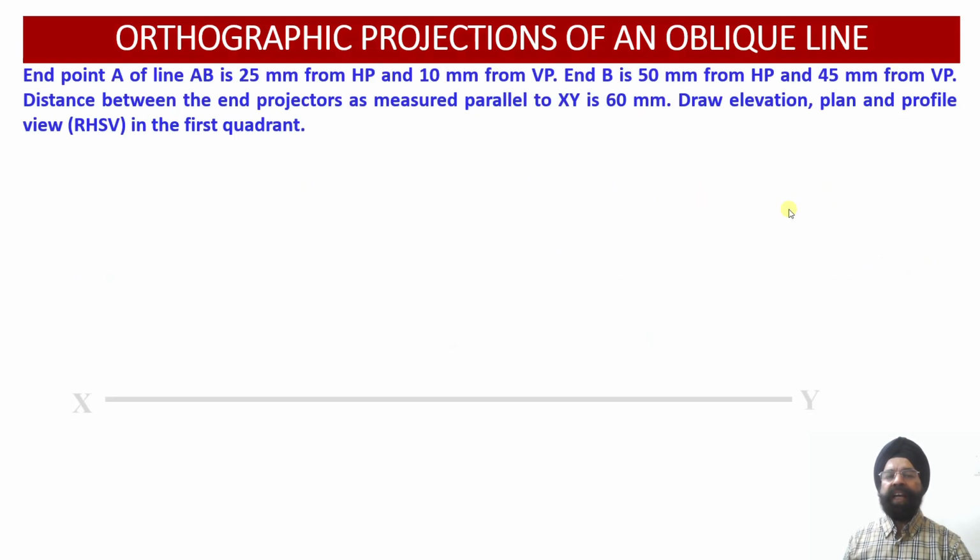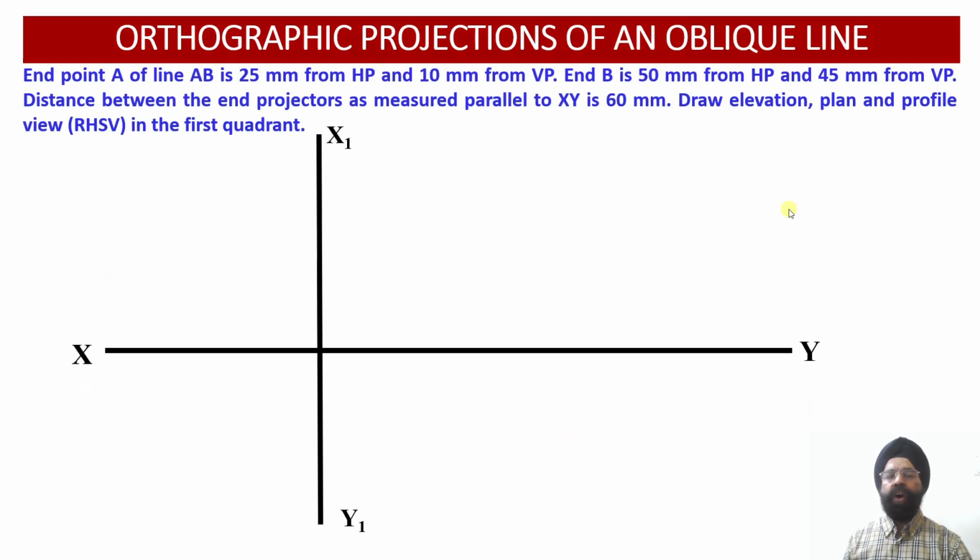We are going to start with the construction of the orthographic projections of an oblique line. The front view we are going to draw onto the vertical plane. The top view projections of the line AB will be obtained below the XY reference line, and the right hand side view projections will be drawn on the left hand side of the front view projections. So let us proceed with the construction of the orthographic projections of the line AB.